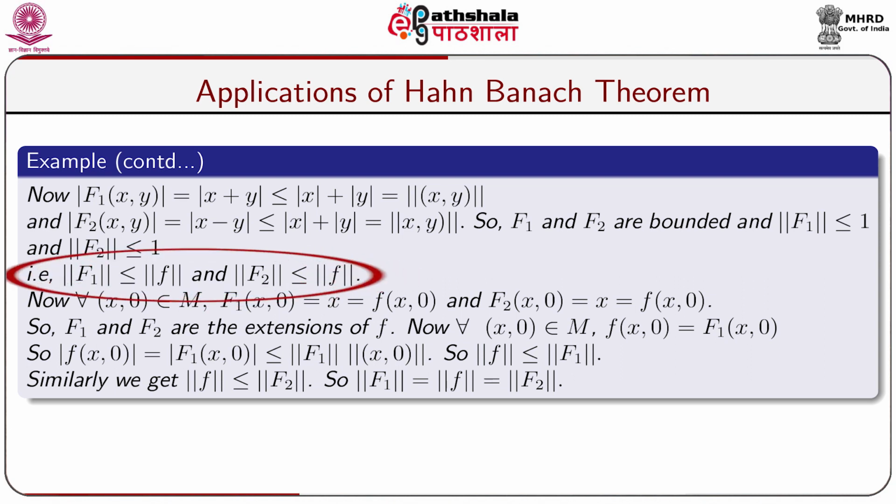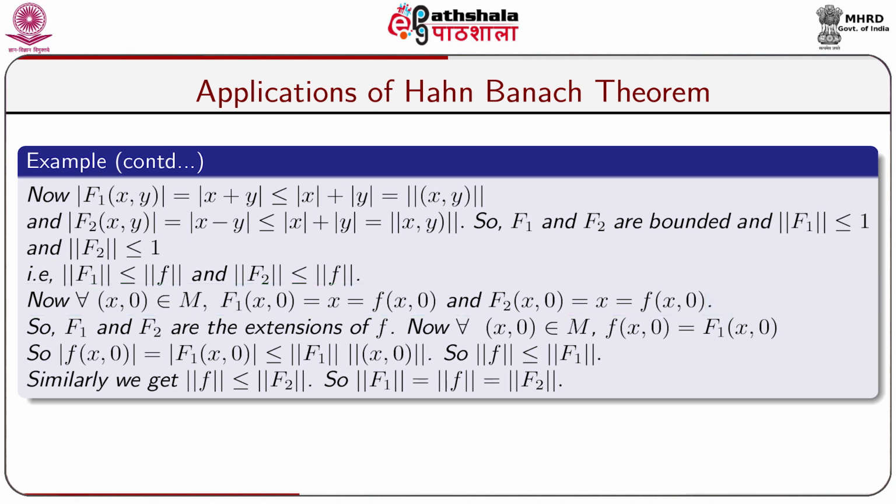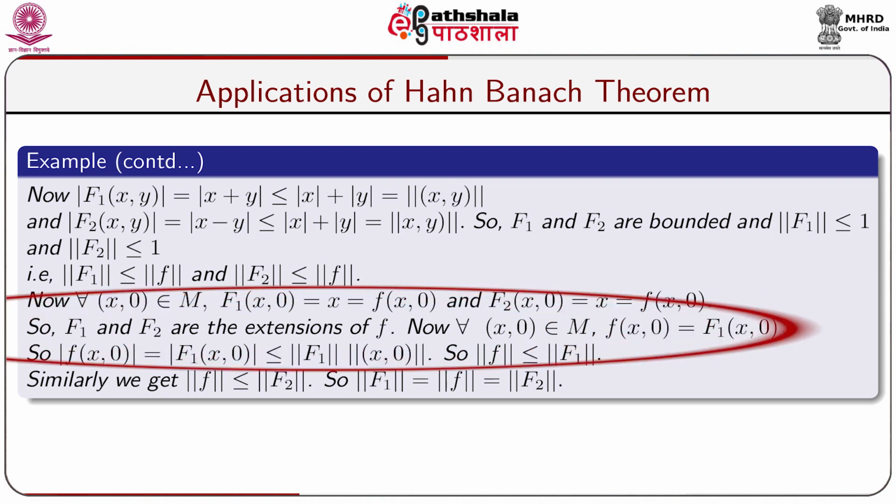Thus, we get norm of F1 less or equal to norm of f and norm of F2 less or equal to norm of f. Now, for all (x, 0) belonging to M, we get F1(x, 0) is equal to x is equal to f(x, 0), that is, capital F1(x, 0) is equal to small f(x, 0), and capital F2(x, 0) is equal to x is equal to f(x, 0), that is, capital F2(x, 0) is equal to small f(x, 0). So, capital F1 and capital F2 are the extensions of small f.